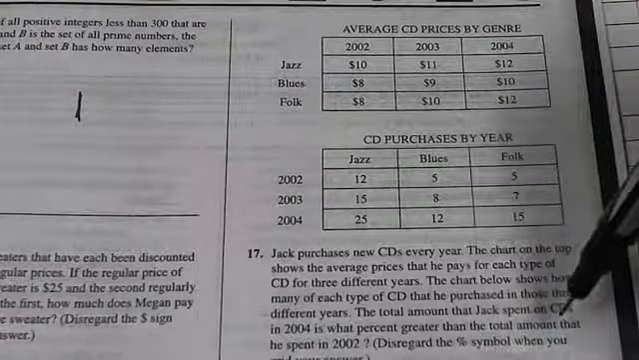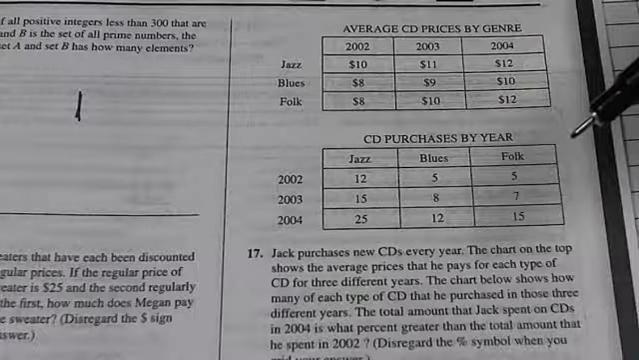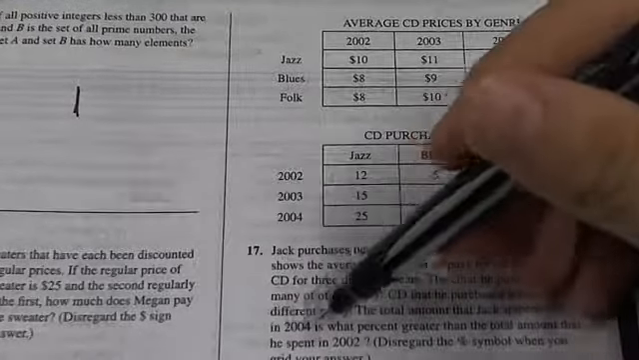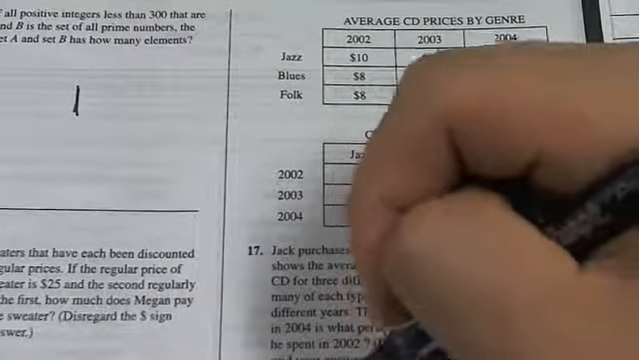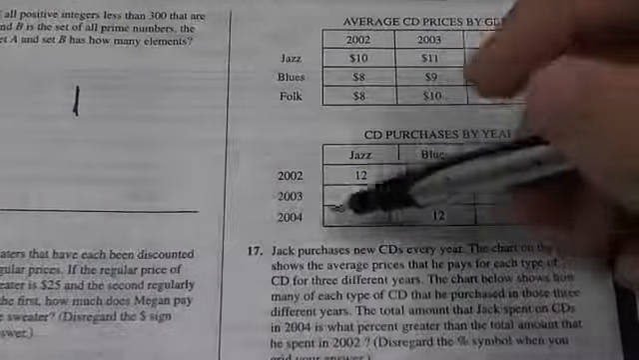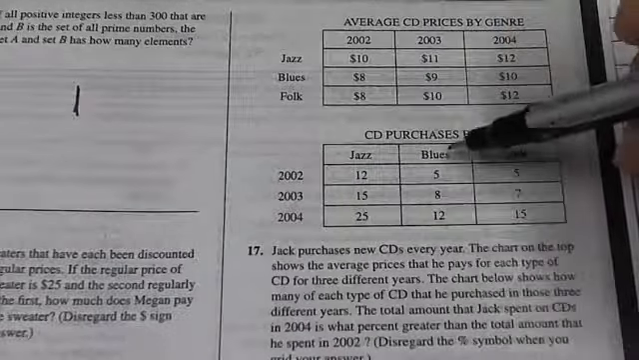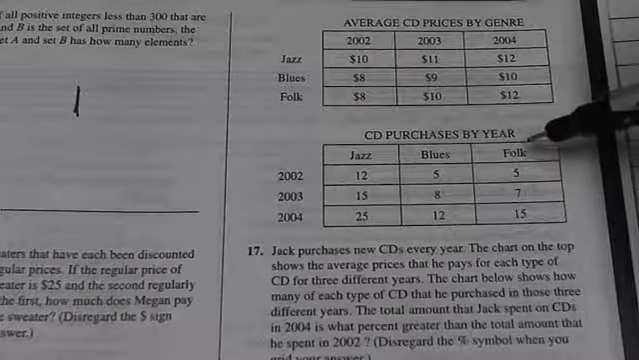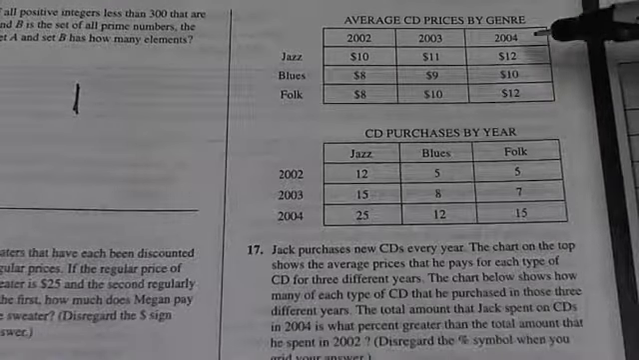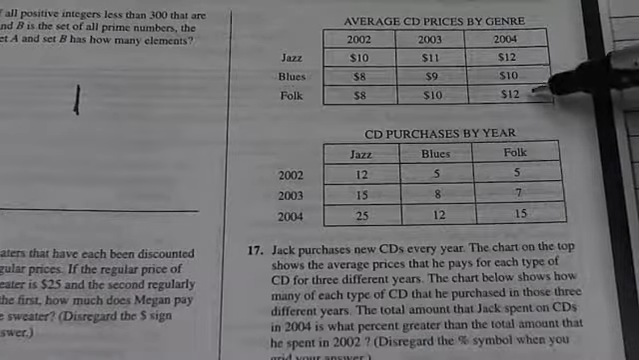It wants to know the total amount that Jack spent on CDs in 2004 is what percent greater than the total amount that he spent in 2002. So we have to know how much he spent in 2004 and 2002. In 2004, he bought 25 jazz CDs, 12 blues CDs, 15 folk CDs. And in 2004, the jazz CDs were $12, $10, and $12.